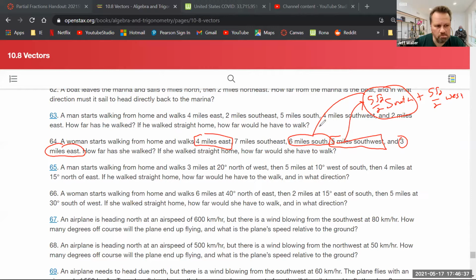I'm just wondering, do you have to set a component for every move? Say it again. You have to set a component for every move, like 4 miles east, 7 miles southwest? So that's east. See, this is already broken into components because it's pure east. This one I have to break into components because it's a mixture of south and east.